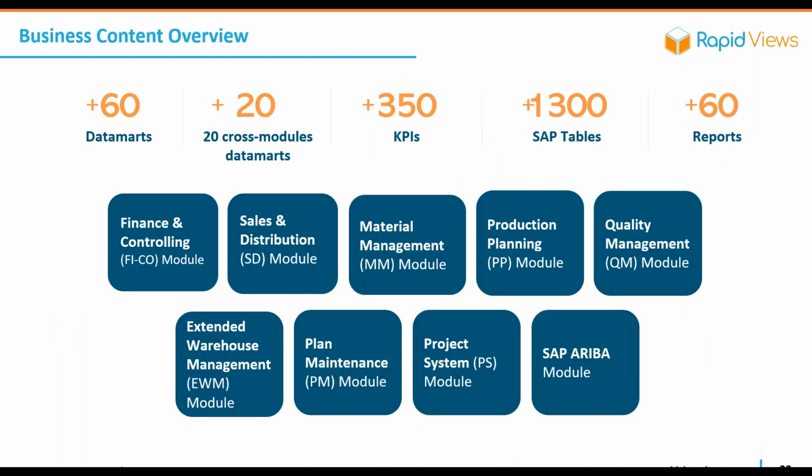So at the end, we provide about 60 predefined data marts that are covering everything about FICO, SD, MM, PP, QM, EWM, PM, PS, and Ariba modules. We have about 20 cross-module data marts, and behind that, we are providing about 350 KPIs, accessing thousands of underlying SAP tables, right? And about 60 sample reports that allow you to start.